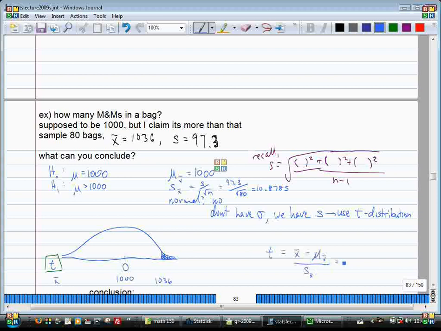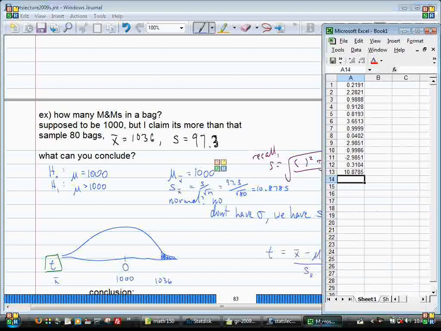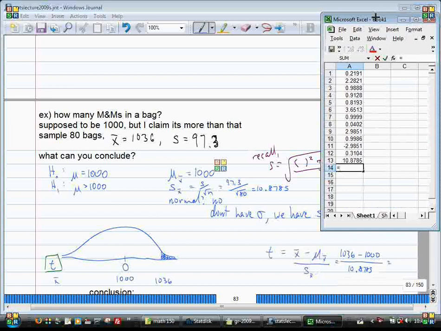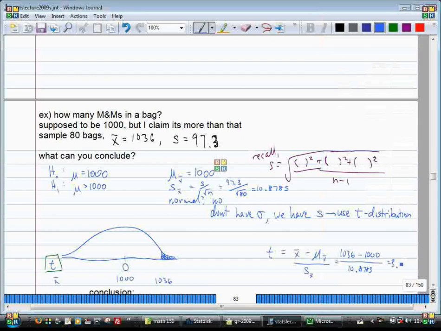This is not so bad. So x bar was 1036, mu x bar was 1,000, and s x bar was 10.8785. So now we just have to work that out. This equals 36 divided by 10.8785. That gives us a t score of 3.3093. So let's fill that in on the picture.